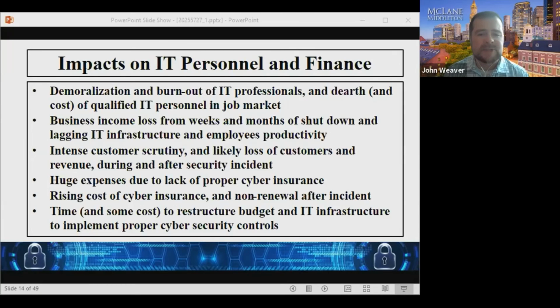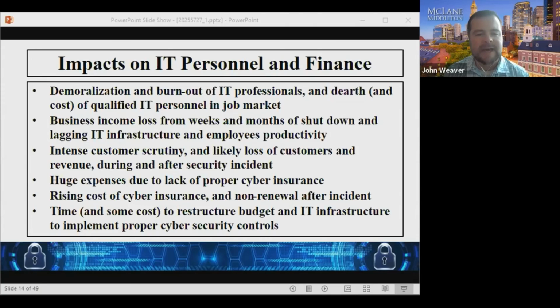Huge expenses due to lack of proper cyber insurance. Cam's already addressed this. Cyber insurance, incredibly important. One of the first things that we look at when we're doing a risk assessment for a company: they can save millions of dollars, hundreds of thousands of dollars when the cyber insurance is properly deployed for a company.